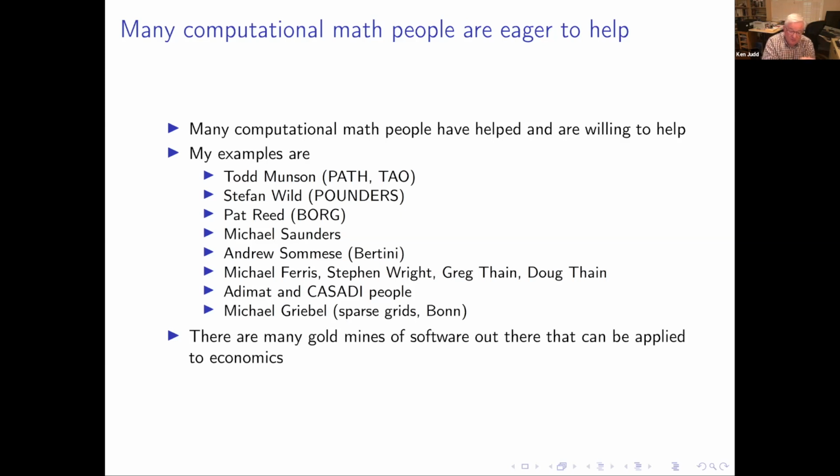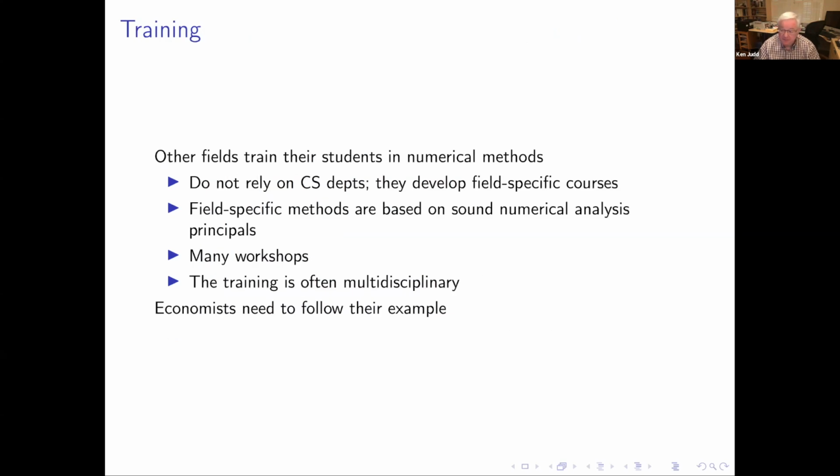I've done that with Michael Saunders and some OR types here. And that's going on at Bonn. That's great. That's what's needed, because there are many gold mines of software out there that can be directly applied to economics. We need to work to get that happening.